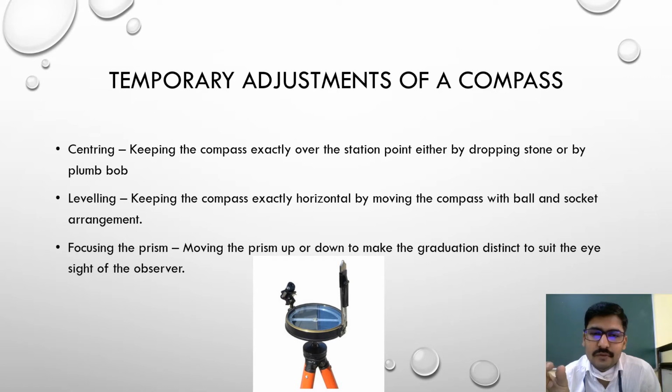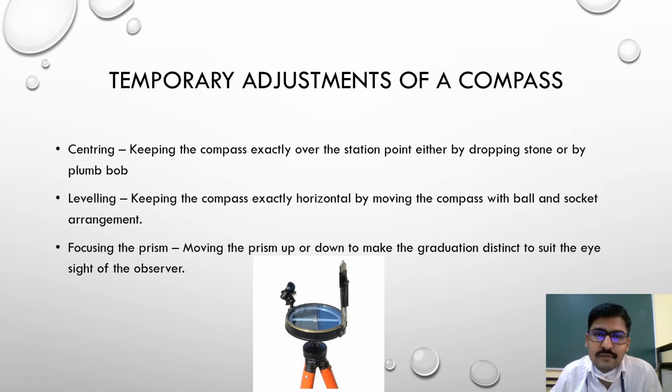You are supposed to hold a stone and allow it to fall freely by just leaving it from the center. Whatever point it falls on is the point where the compass is kept. You are supposed to mark that point. If there is already a point marked on the ground and you want to place the compass there, then when you drop the stone, you need to check whether the stone is being dropped exactly over the point or not.